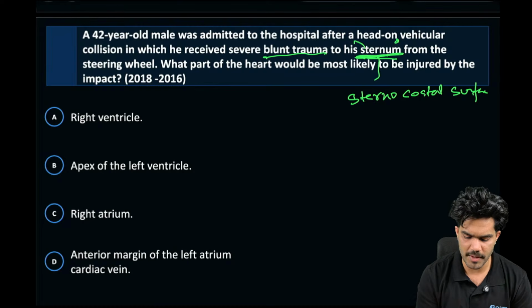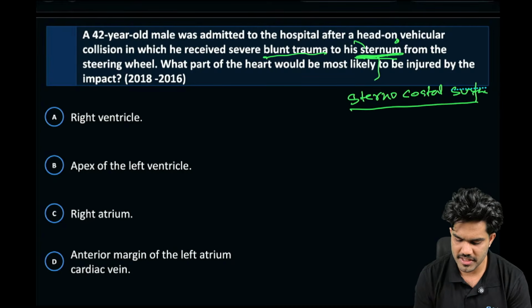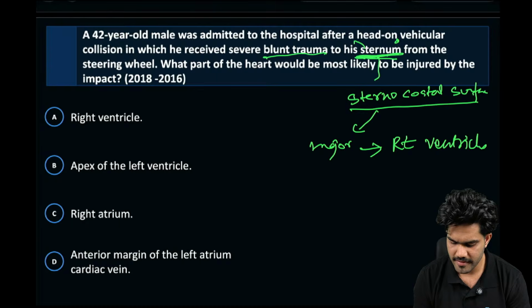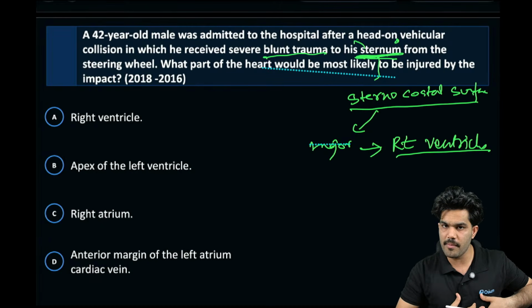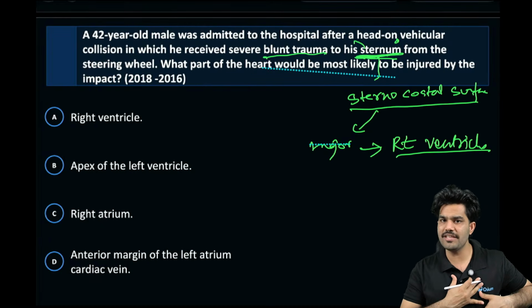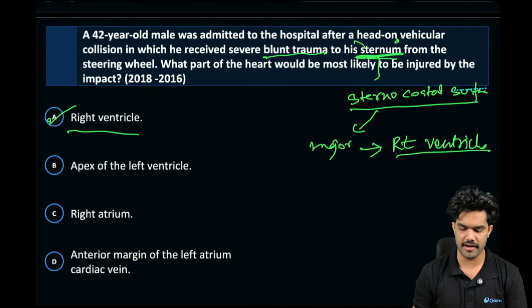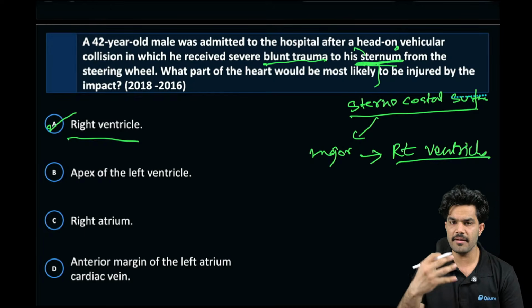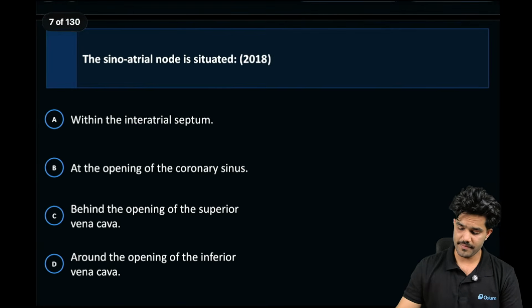Let's see what part of the heart would be most likely to be injured by impact. The sternocostal surface is majorly formed by what? Right ventricle. In the sternocostal surface we have right ventricle and left ventricle, but it is majorly formed by the right ventricle. Plus the atrium is also there, a small portion. So mainly it affects the right ventricle. It seems quite difficult, but once you hear blunt injury to the sternum, just think about the sternocostal surface.